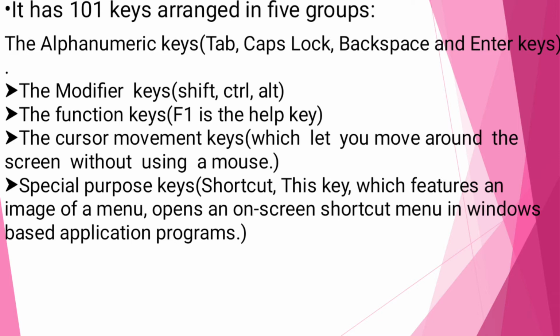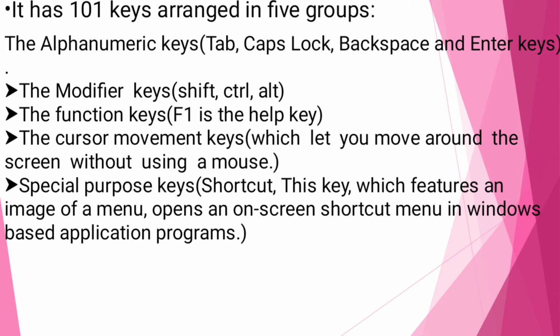Next one is function keys. The fourth part of the keyboard consists of the function keys. These keys are labeled F1, F2 and so on, and are usually arranged in a row along the top of the keyboard. Each function key's purpose depends on the program you are using. For example, in most programs, F1 is the help key.